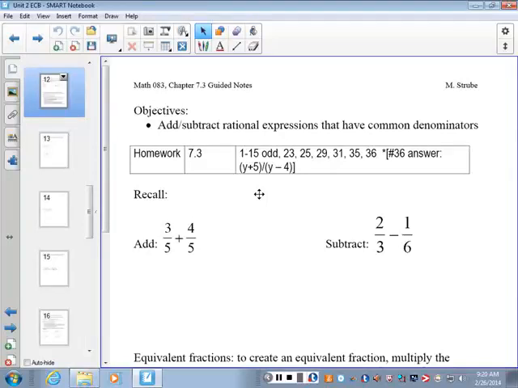Like I said, this is kind of a stepping stone into 7.4. And 7.4 has some of what I think are the longest problems in this class. So we've got to know how to do 7.3 so we can get ourselves into 7.4 on Friday. What we're going to be doing now is adding and subtracting rational expressions.